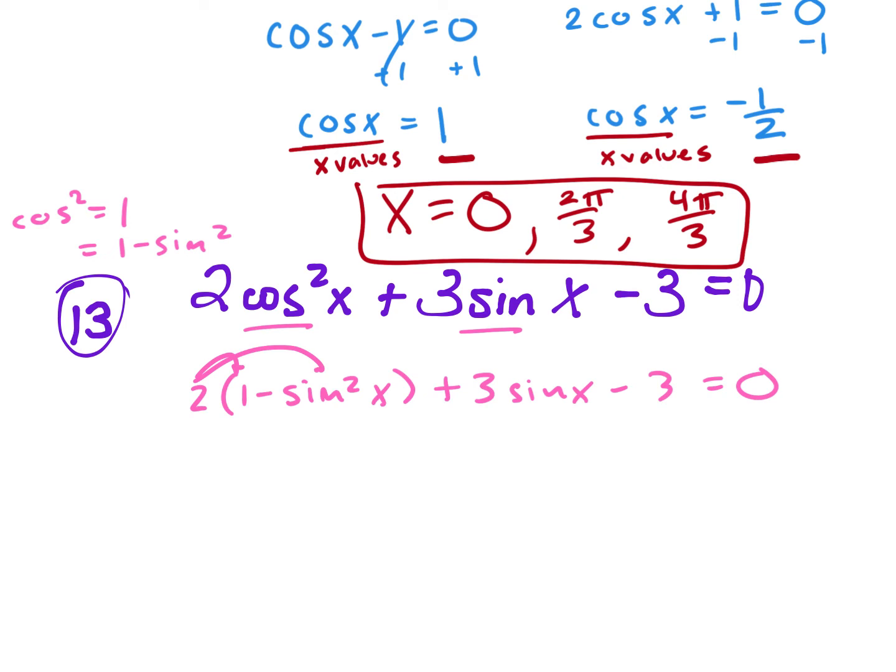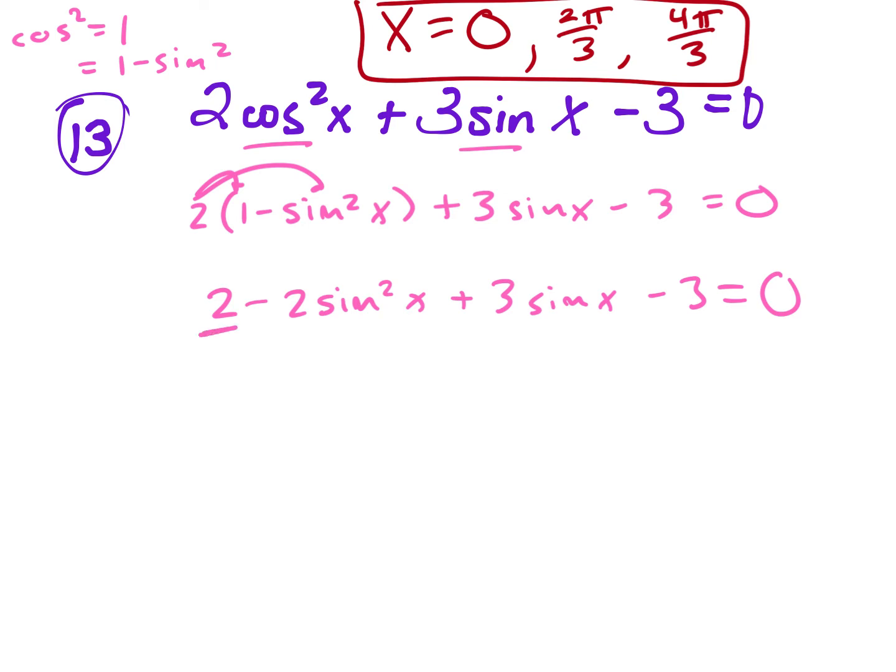Distribute the 2. So 2 minus 2 sine squared plus 3 sine minus 3 equals 0. What's next? Add the 2 and -3. Combine like terms. So I have 2 minus 3, which would be -1. So -2 sine squared plus 3 sine, this would be -1 equals 0.